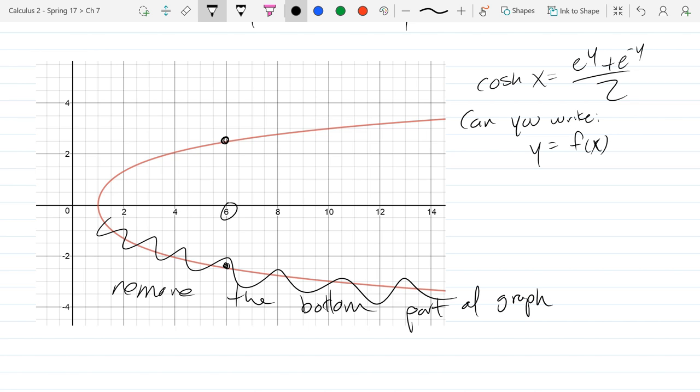So if I want to say this in one inequality, what inequality do I use to get rid of all this bottom stuff? And I can't use an x inequality because the same x values are for both. I can't just say throw out when x is greater than 1. So we're going to use our y value and say when y is less than 0, we're going to throw it away.